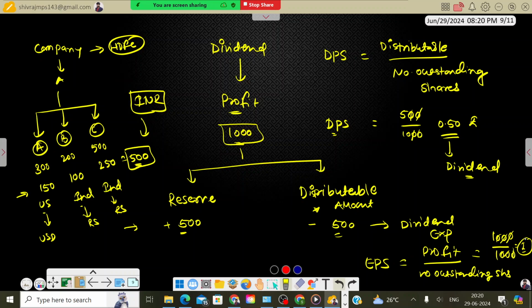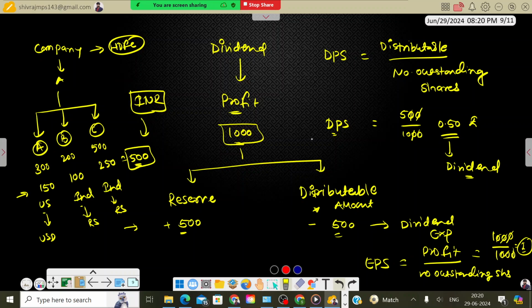All right. So let's note down the two terms, DPS and EPS, in your notebook quickly. I'll wait for 10 seconds. So note it down, it is a very important one: dividend per share and earning per share.